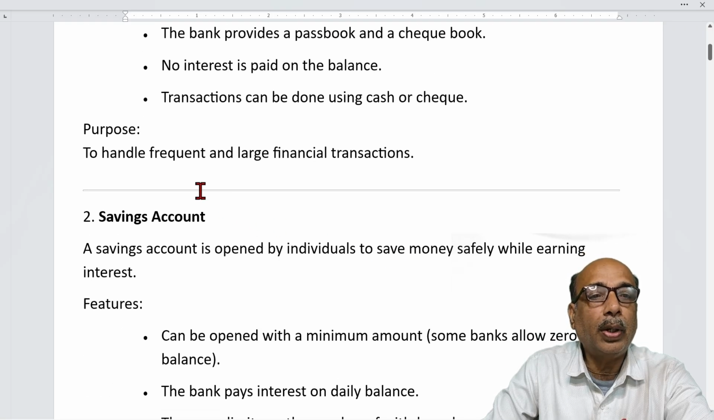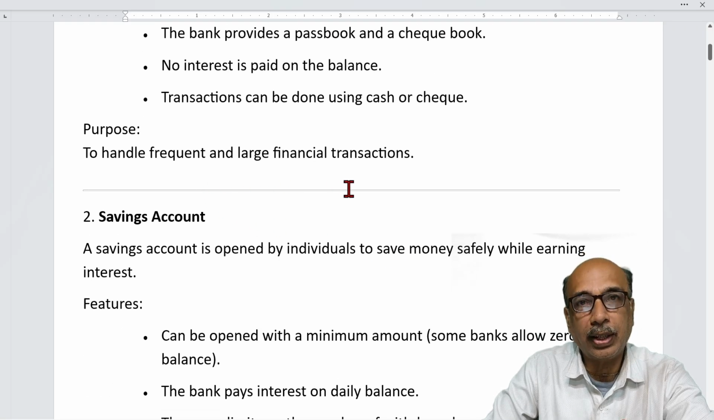Purpose: to handle frequent and large financial transactions. The wholesalers in the market, if you go and see, when they go to the bank, they deposit thousands and lakhs of rupees per day. They withdraw and do the transactions.